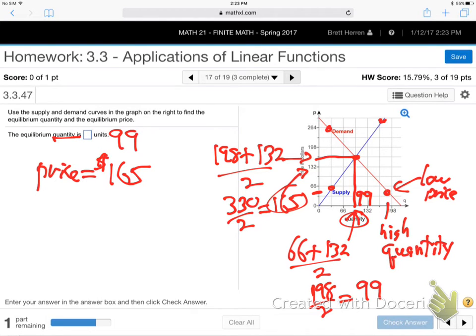Does that make sense? So it's just finding the point of intersection on that. Is that good? You guys got that copied down? Am I whipping too fast over this? Questions on that one?